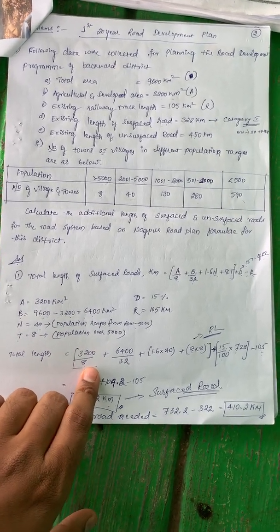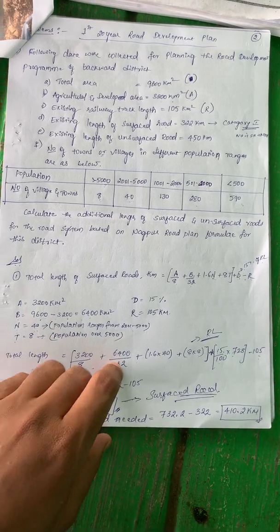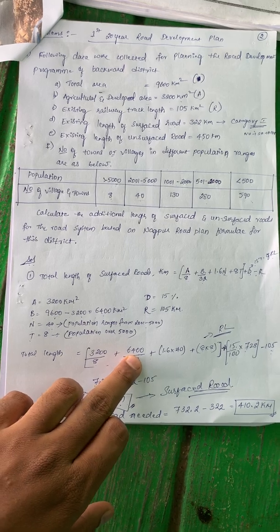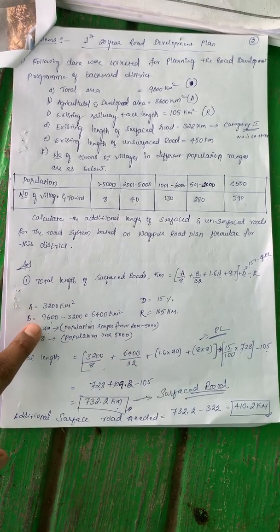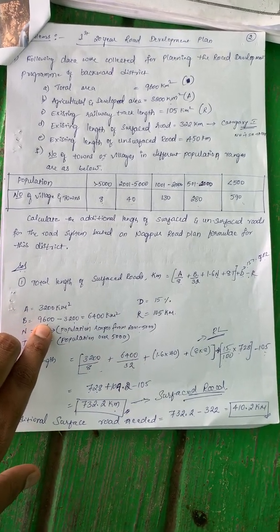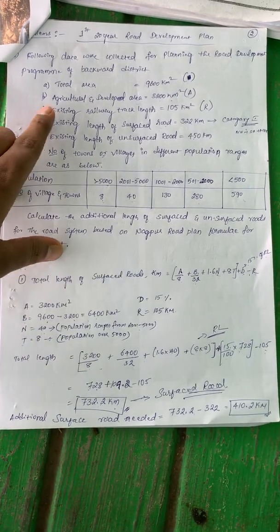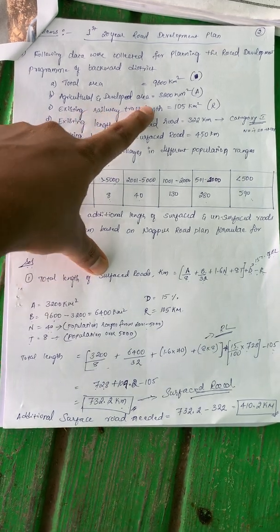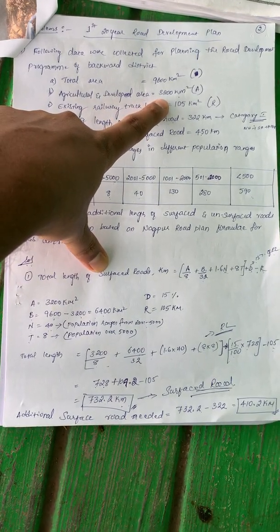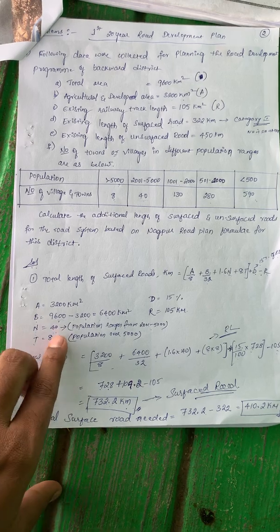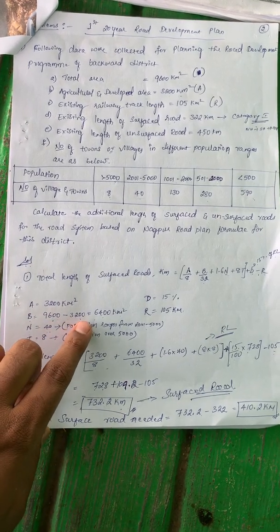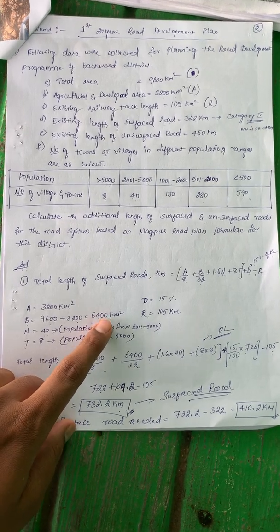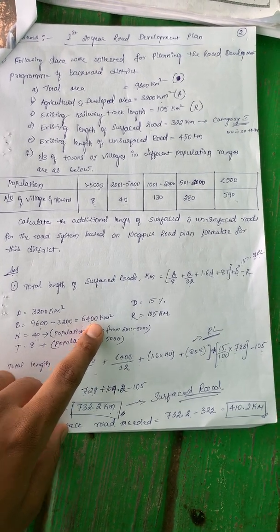3200 divided by 8, plus B, which means the non-agricultural area. B we have to calculate with the help of a formula. They have given the total area, so from that we have to subtract the agricultural and development area. By subtracting both values we get 9600 minus 3200, which is equal to 6400 square kilometers. This is the non-agricultural area that indicates the B value.